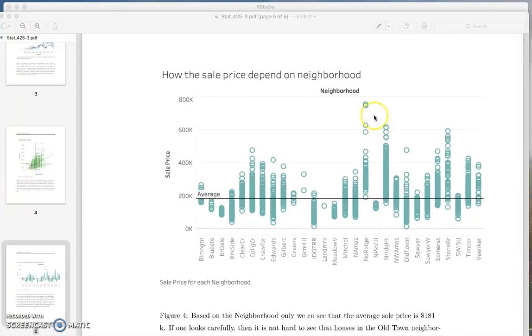And we also saw neighborhoods such as this one and this one, and we are suggesting that maybe they are expensive neighborhoods. That's why the sale prices for houses in these neighborhoods are quite expensive.